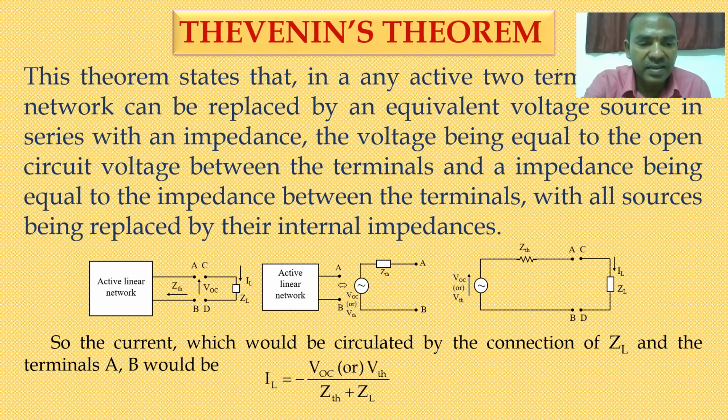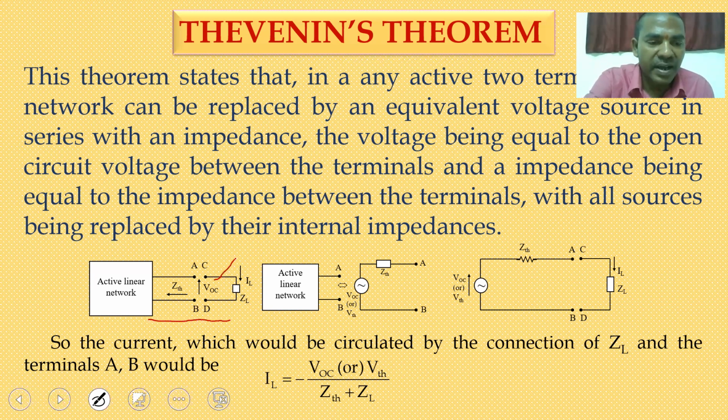So here I have taken an example. It is a two-terminal network. The two-terminal network is connected to a particular load with an impedance of ZL, and the load current is IL. Now I am open circuiting the load and measuring the Thevenin's voltage or open circuit voltage, and also measuring the Thevenin's impedance.